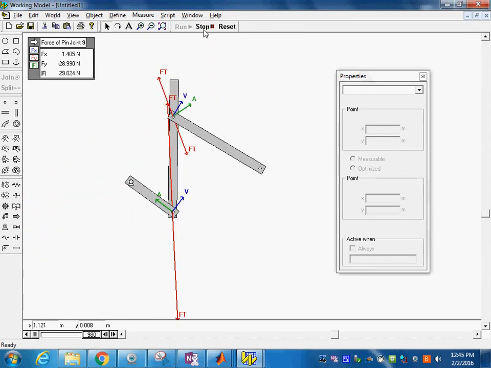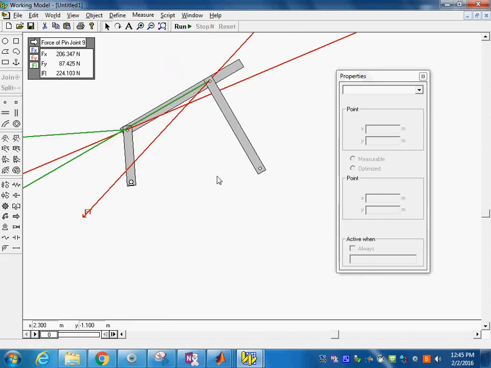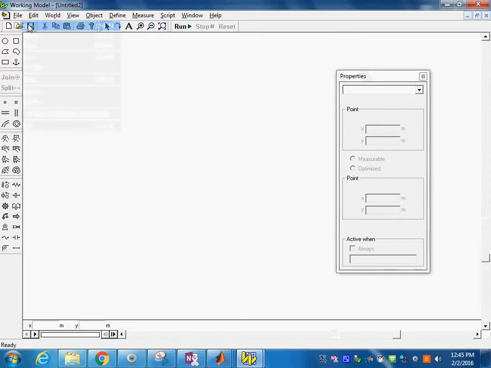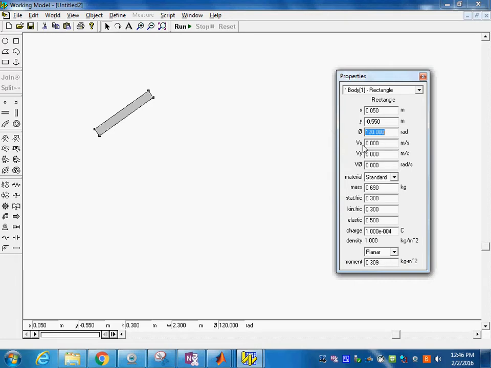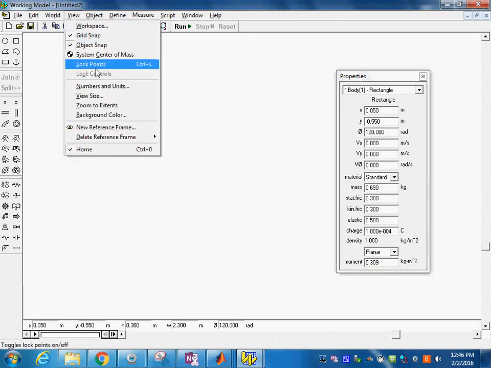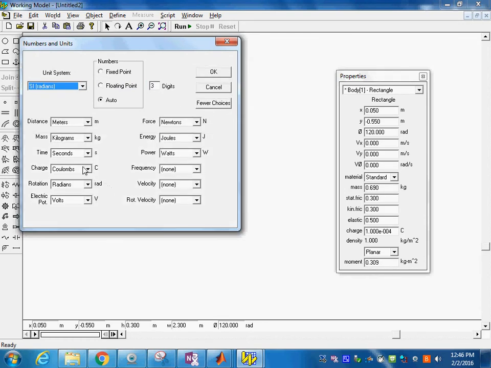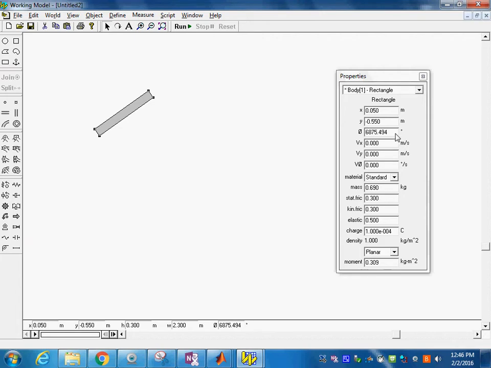Now we could design a different one, and one that has a slider perhaps. So let's just do a new one and follow the same procedure. I'm going to, now that we've gotten good at this, put about 120 degrees from the horizontal. Oh, what did I do? Because this is in radians. You know, it makes a big difference when you do that. Of course, it's much easier to work in degrees. 6,000 degrees, no, 120 degrees is what we want.